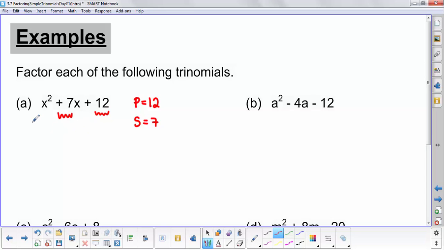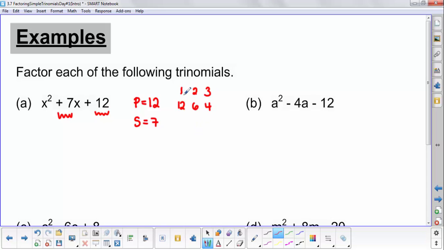If you're stuck, one way you can tackle this is to do a factor rainbow. We're going to start with the number 1, and 1 times 12 will give us a product of 12. Then right next to the 1, I'm going to write a 2, and I know that 2 times 6 will give us 12. And I know that 3 is also a factor of 12, so 3 times 4 also gives us 12.